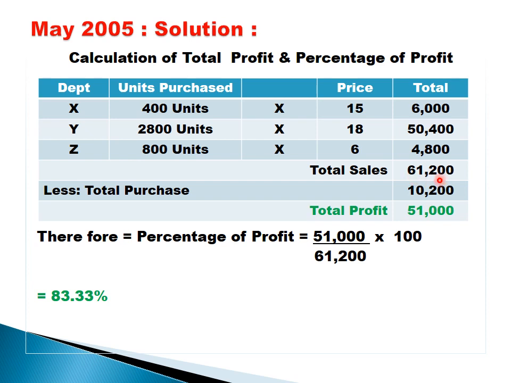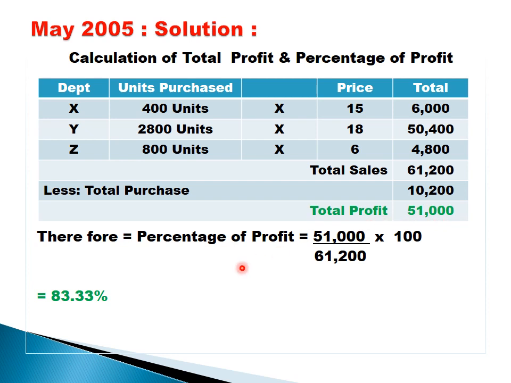So to conclude, 61,200 is the total sales of X, Y, Z. From sale, deduct the purchase, you get profit. Sale is an income, purchase is an expense. So income minus expense, you get profit. Total sales of all three departments 61,200. Total purchase of all three departments given in the question 10,200. And total profit of all three departments is 51,000.